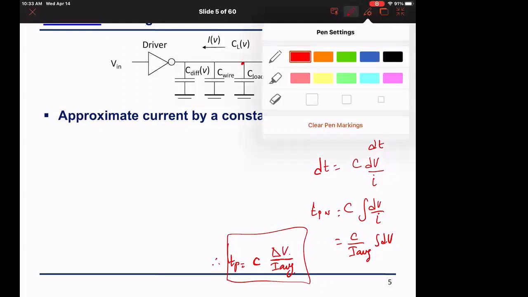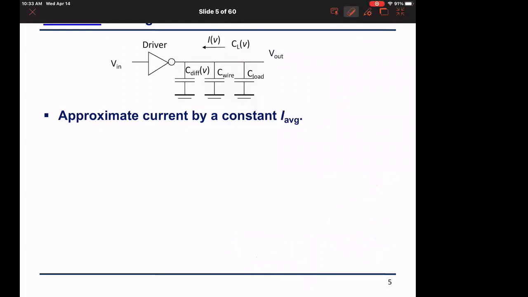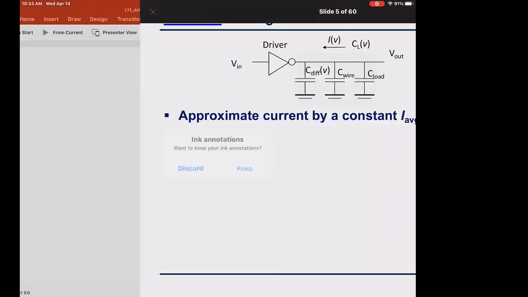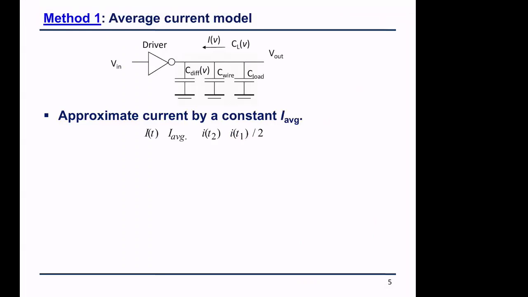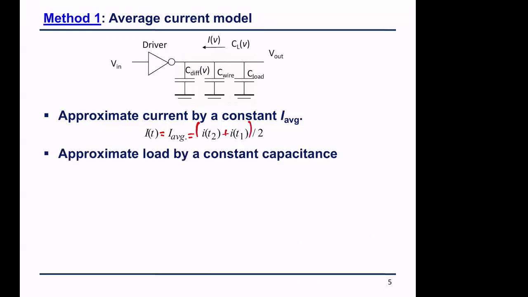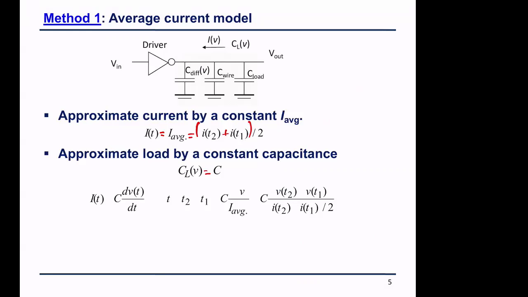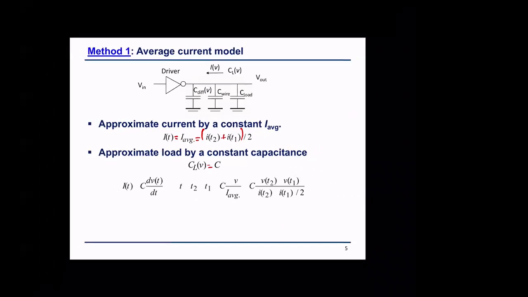Okay, so let us now see what we are being told here. Okay, so now the average current method says I of t is equal to I average, which is I of t2 plus I of t1 over 2. And we approximate the load by a constant capacitor, so if it is some value C, sorry. Okay, let me just make a slide in which I write this. Pardon, 1 second, because here the equations do not show properly.